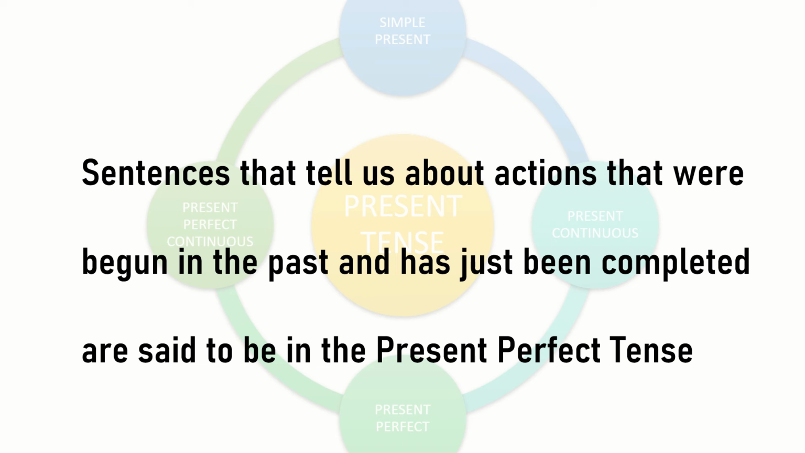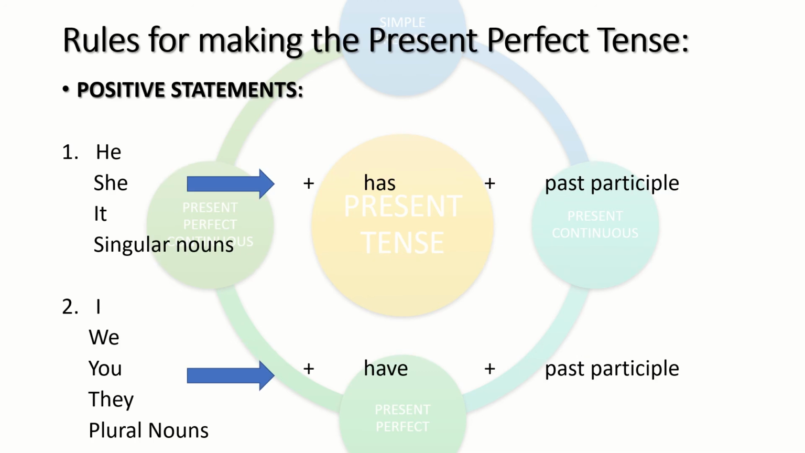So these kinds of sentences that tell us about actions that were begun in the past and completed before the present time are said to be in the present perfect tense. Now children, you need to remember that there are certain rules from which you can form your present perfect tense. They are in the positive statements, the questions, and in the negative statements. Alright?